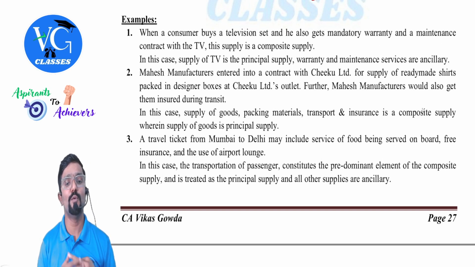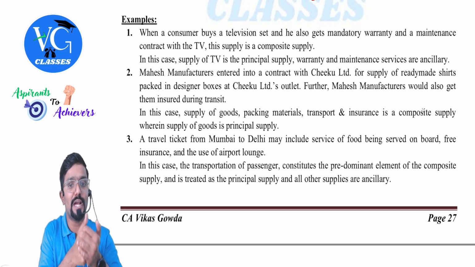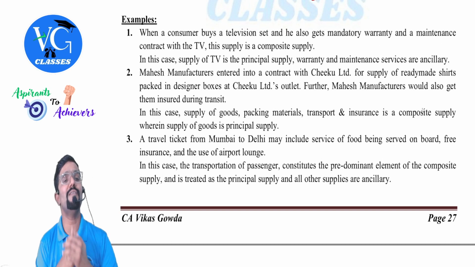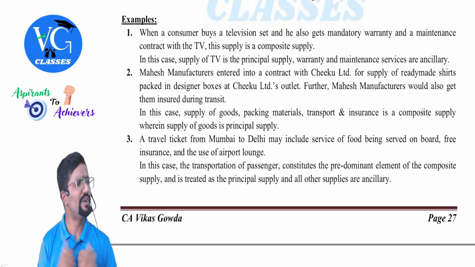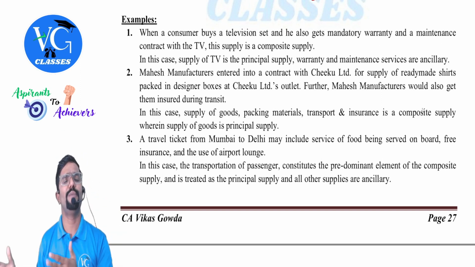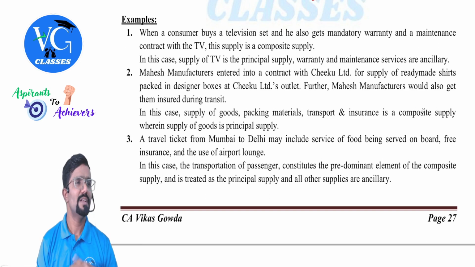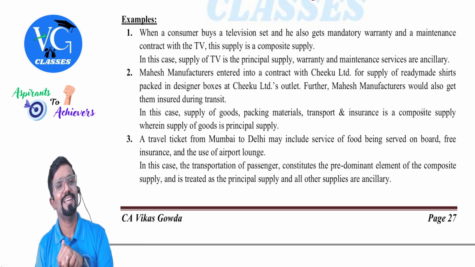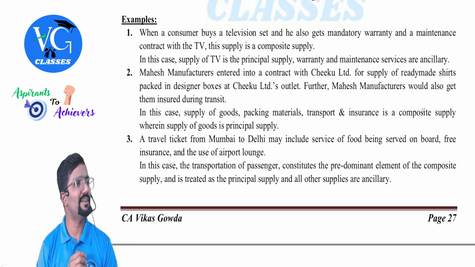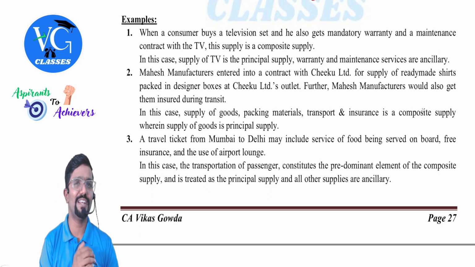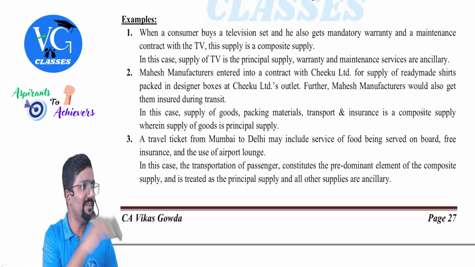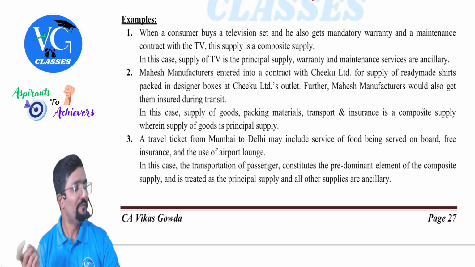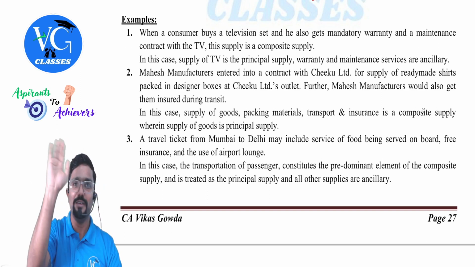Next, a travel ticket from Mumbai to Delhi may include the service of food being served on board, free insurance and use of the airport lounge. Now assume I am traveling in a flight and I have booked some snacks or food items along with the flight. Sir, the journey is long, so I have booked breakfast and lunch along with the ticket. They have charged me, assume, 25,000. Is it a composite supply? Is it naturally bundled? Especially when it is a flight, guys, it is naturally bundled. Why so? Because you cannot get out of the flight and have lunch and come back. If at all you want, then tata, bye bye.